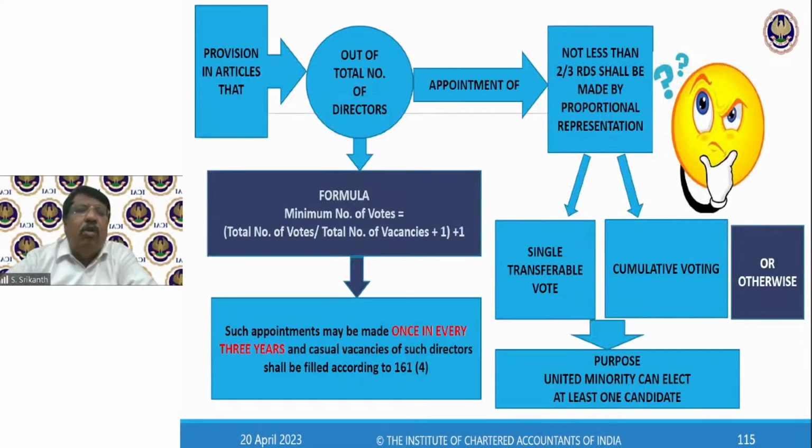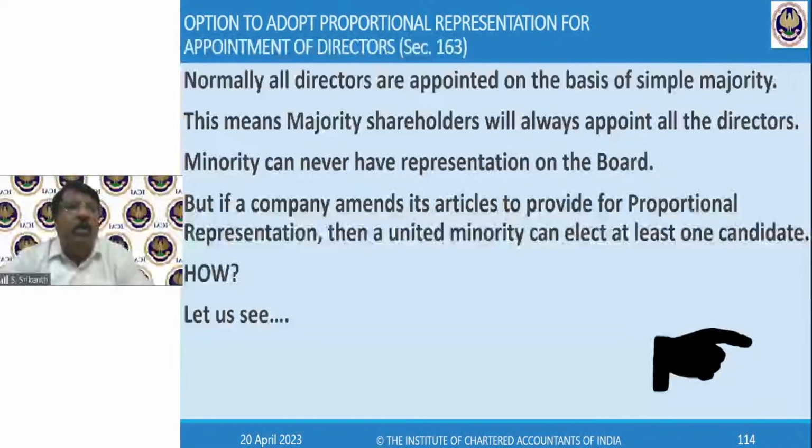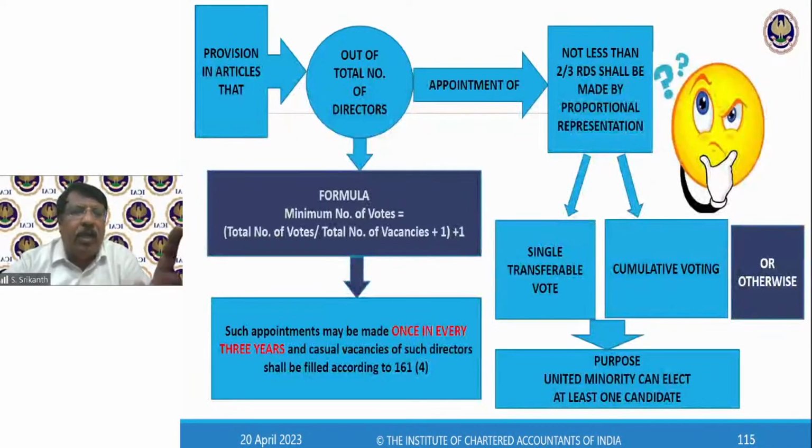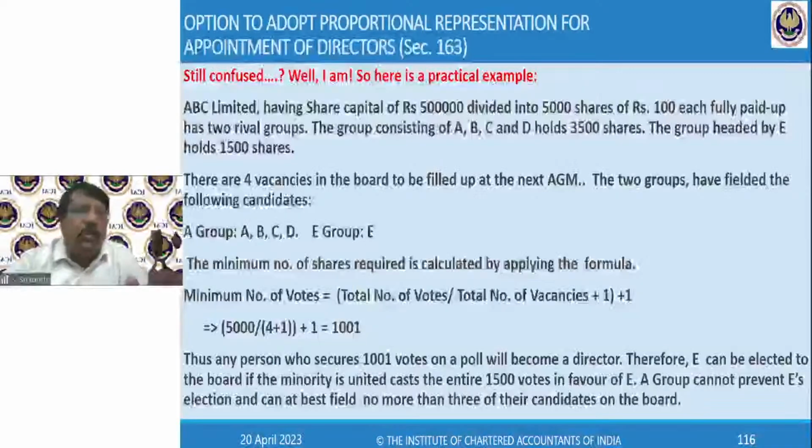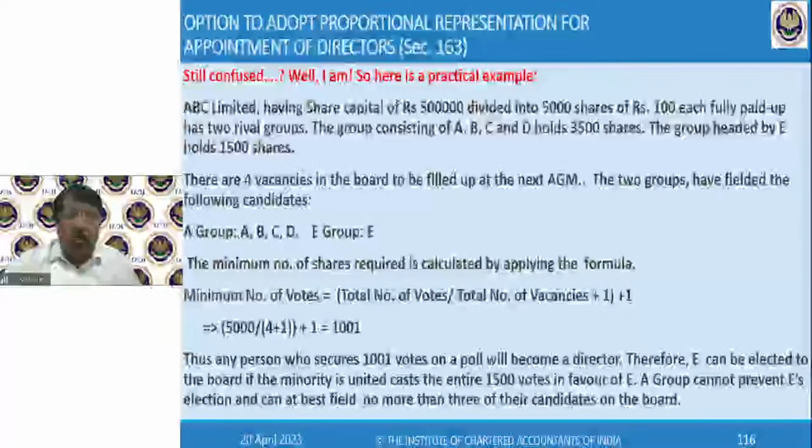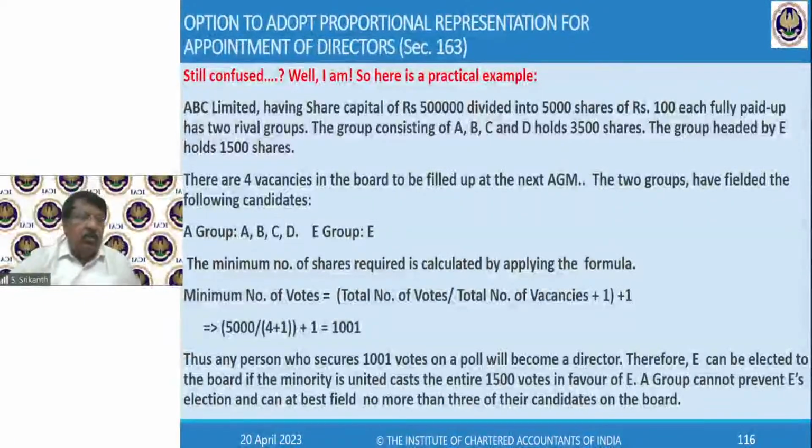These directors will hold office for 3 years. Once in every 3 years, you will be electing them or re-electing them based on proportional representation. This is called appointment of directors by proportional representation. Look at this example. I'm still confused. Some of you may be clear, I am still confused. So let me understand it by looking at a practical example.